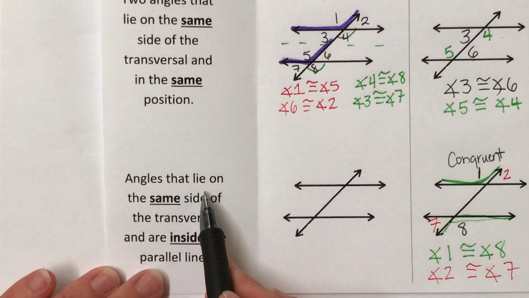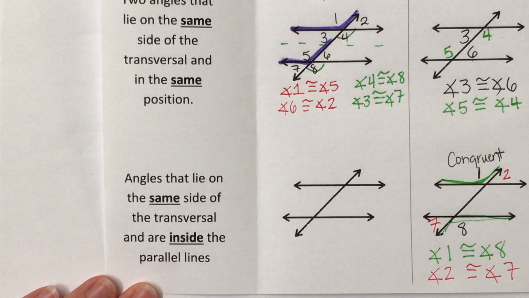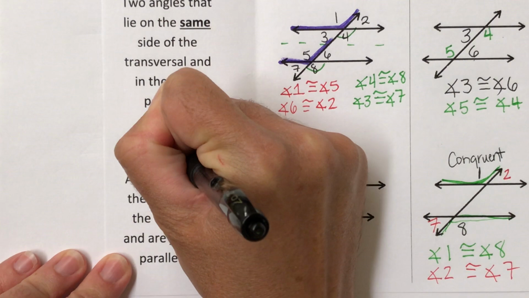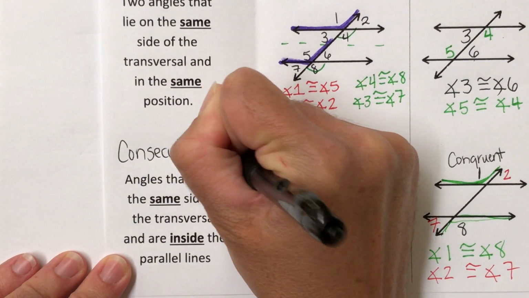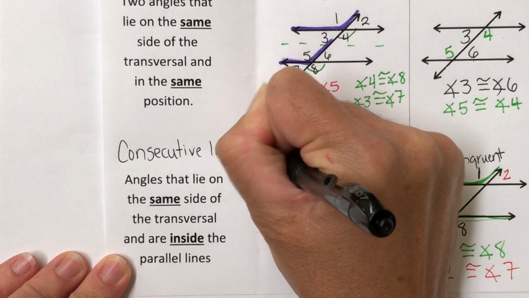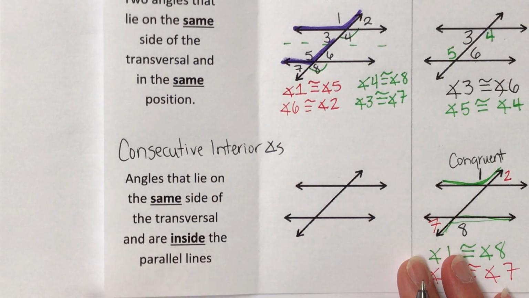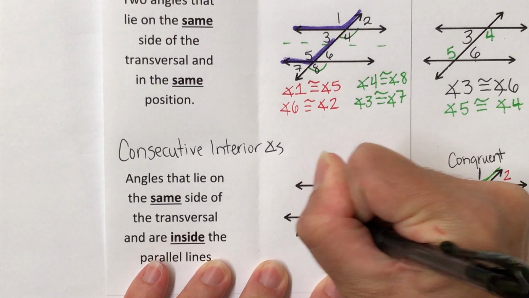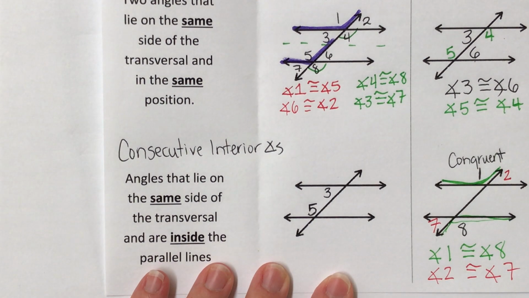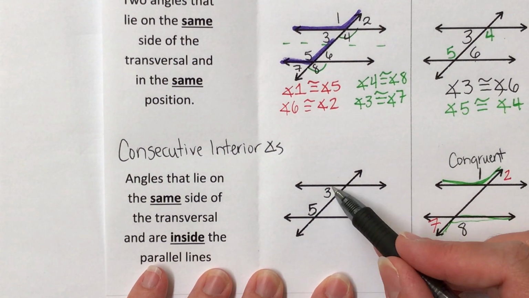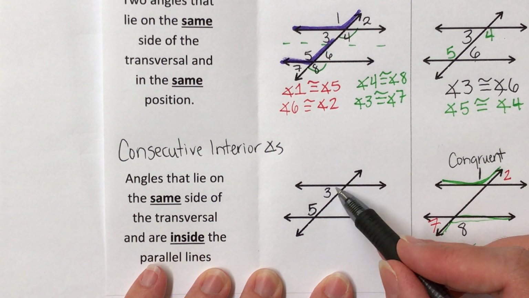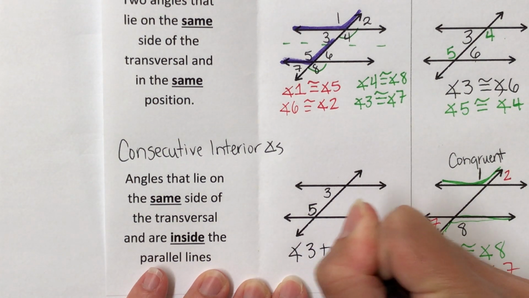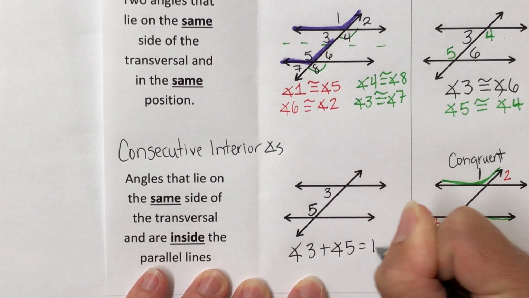Consecutive interior angles are angles that lie on the same side of the transversal and inside, so same side, inside. So in this picture here, my set of consecutive interior angles would be angle 3 and angle 5. So angle 3 and angle 5, they are not congruent to each other, but they are special because they're going to be supplementary angles. Angle 3 and angle 5 are going to add to 180 degrees.